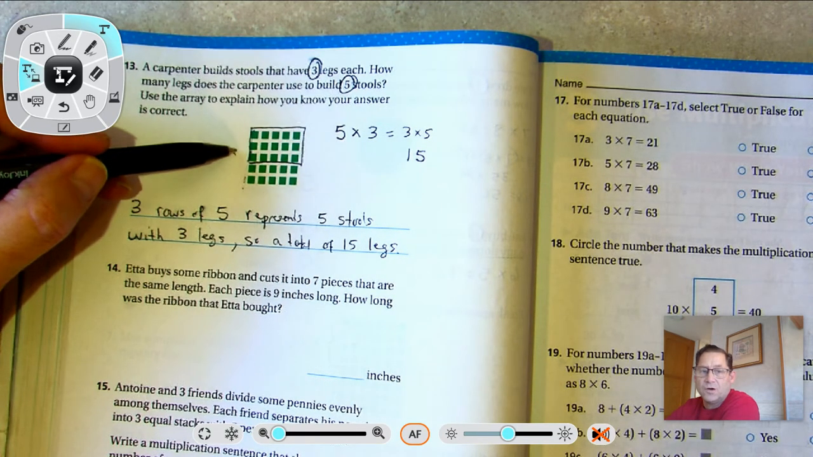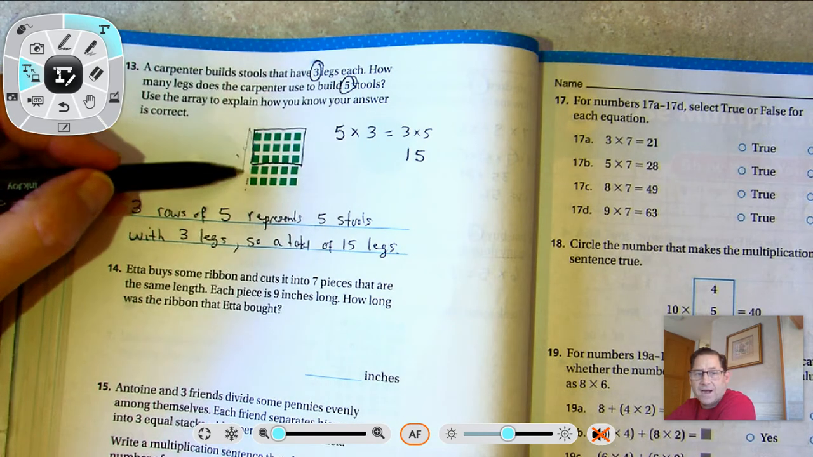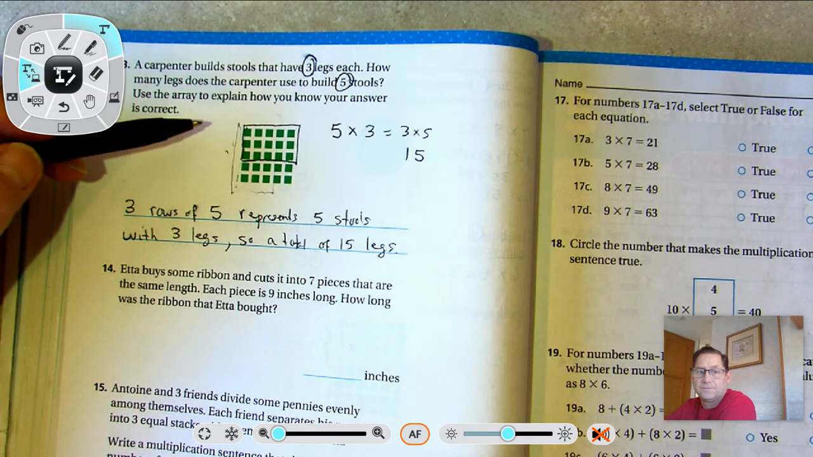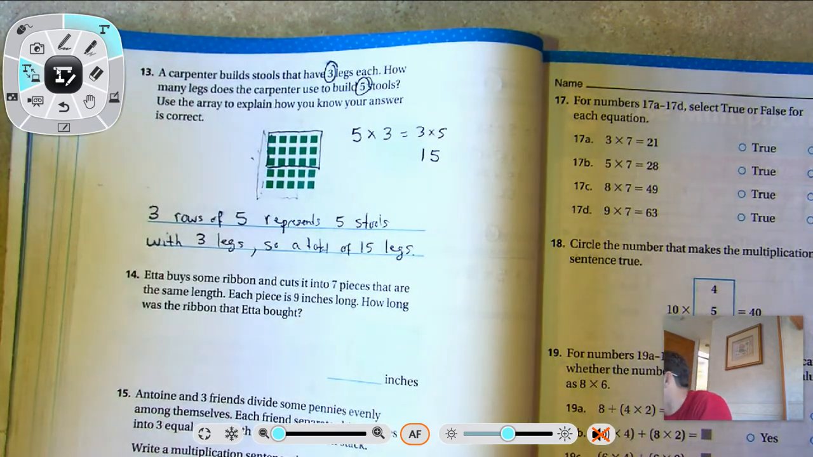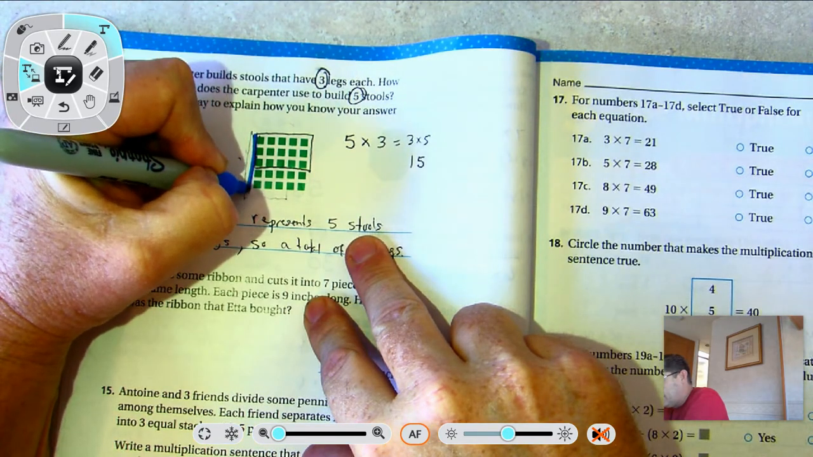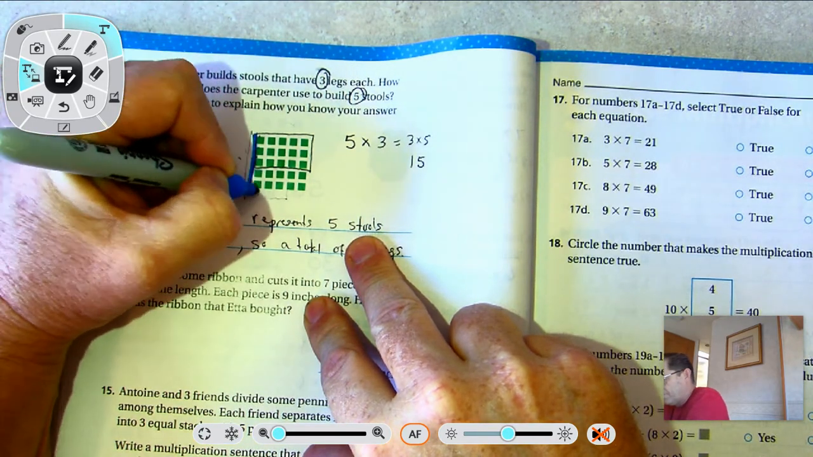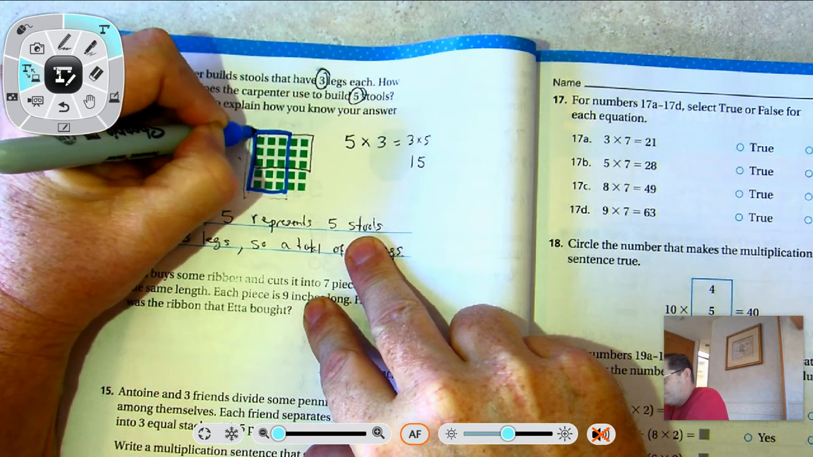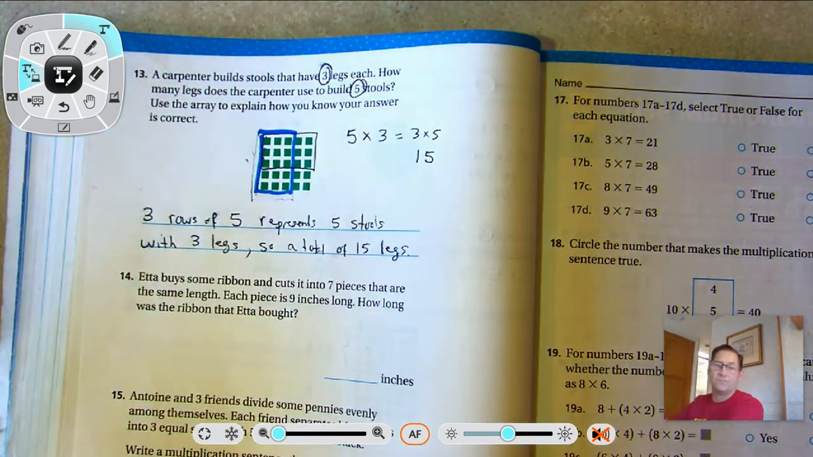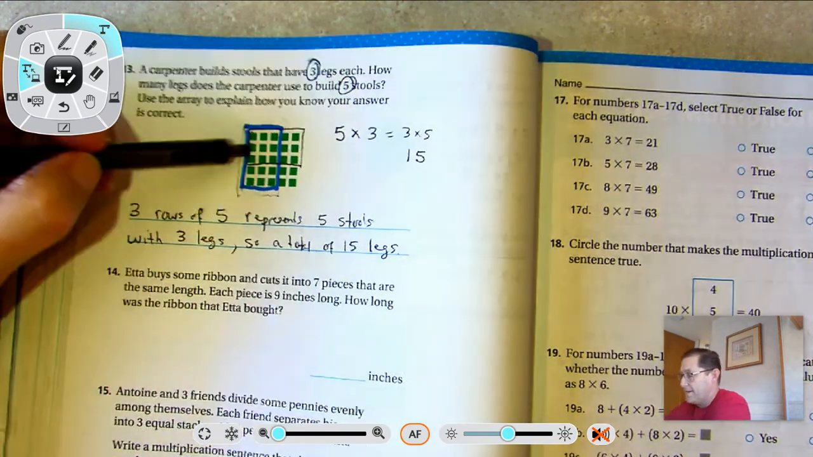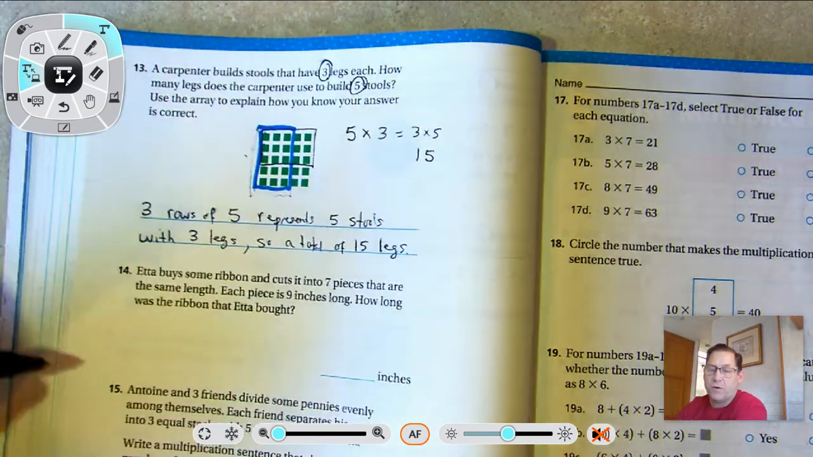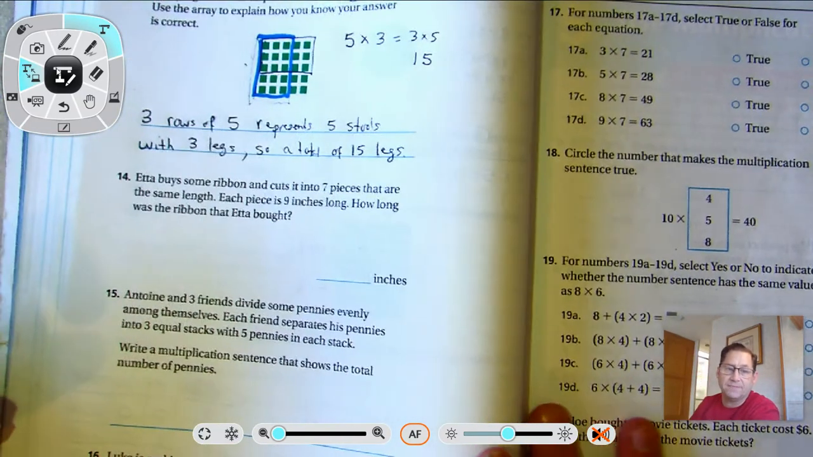I could have also gone 5 stools and had 3 in each stool. So what I'm saying there is I could have also said 5 rows of 3 would have also worked, where each row would be a stool and there's 3 legs on each stool. Either way it works. I just have to have a total of 15.